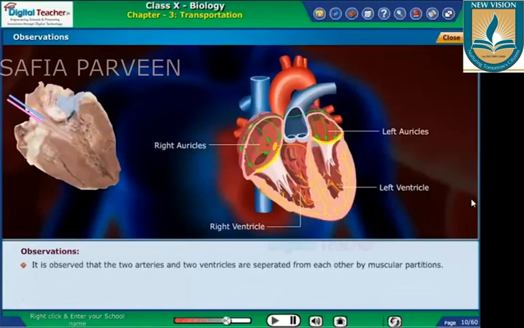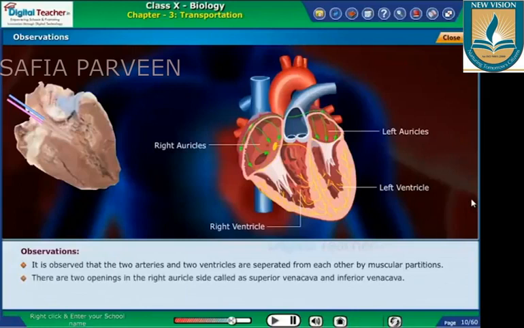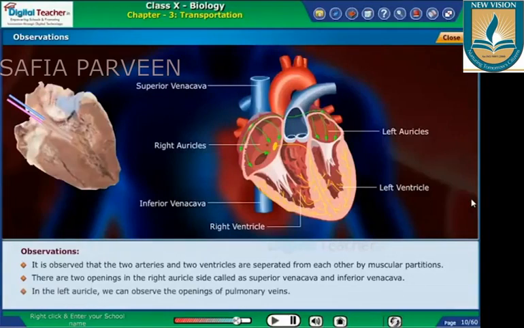When you observe the 4 chambers of the heart, there are some muscular partitions that separate the 4 chambers of the heart. Before discussing that, we'll discuss the blood vessels that are connected with the heart. There are 2 openings into the right auricle, blue in color. On the right extreme side we can see the 2 blood vessels. The upper one is called the superior vena cava and the lower one is called the inferior vena cava. These 2 open into the right auricle.